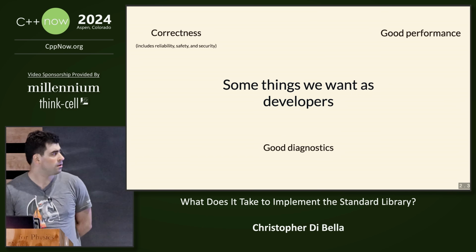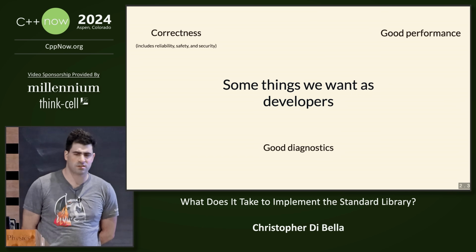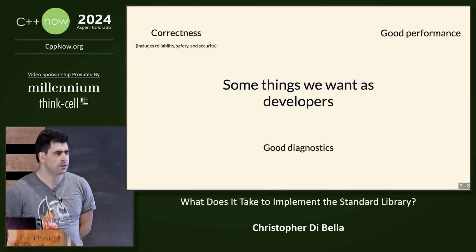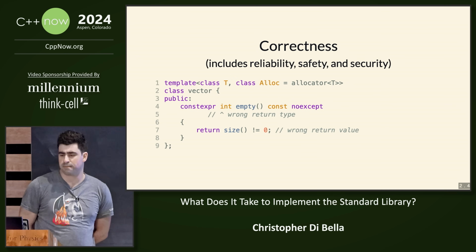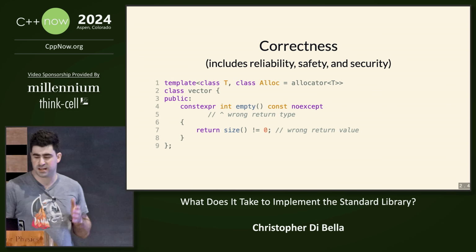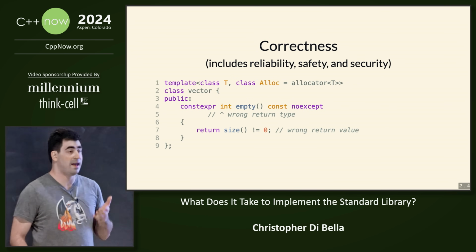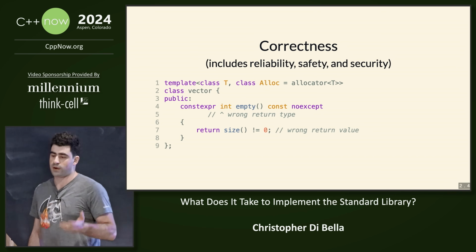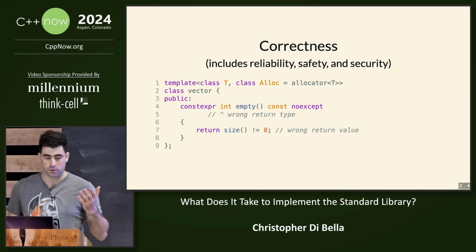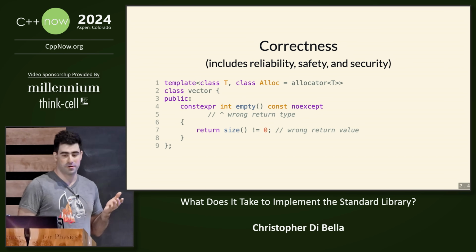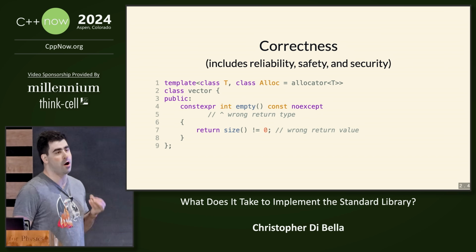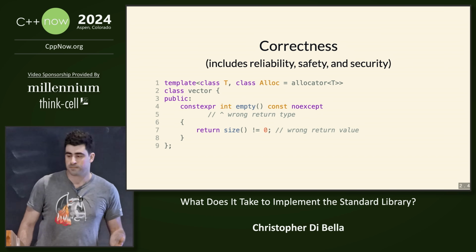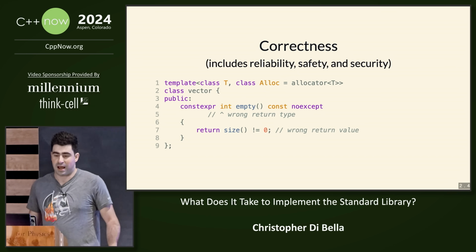So what do I mean when I talk about correctness, good performance, and good diagnostics? Well, in terms of correctness, it comes in 2 flavors. The first is that we want to make sure that our code is correct. It is no good to anyone if when you call vector's empty function, it returns something other than saying that there are no elements in the vector. That would be a terrible API on our part.